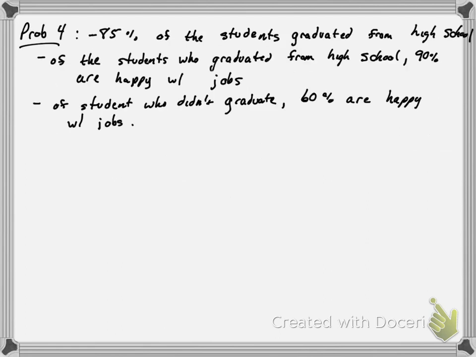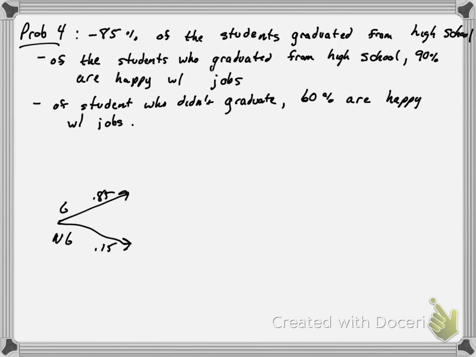Problem 4, 85% of students graduate from high school. Of the students who graduated from high school, 90% are happy with their jobs. Of the students who didn't graduate, 60% are happy with jobs. This right now kind of screams a tree diagram to me. So let's draw one. Okay, so 85% graduate from high school. So let's talk about graduate and not graduate. 0.85. So that would be 0.15 down here.